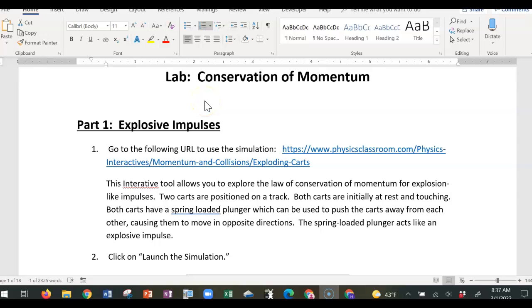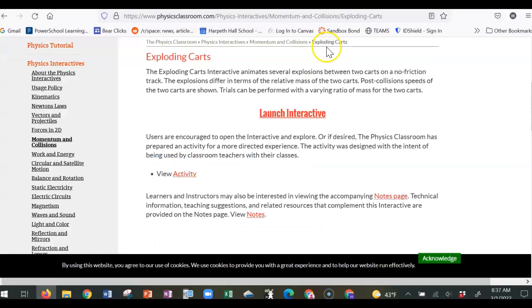This webcast talks about how to complete Part 1 of the lab Conservation of Momentum. In Part 1, we look at explosions, and we're going to use this online simulation tool at the physics classroom. So if you would please go to that URL, and you will be on this page.